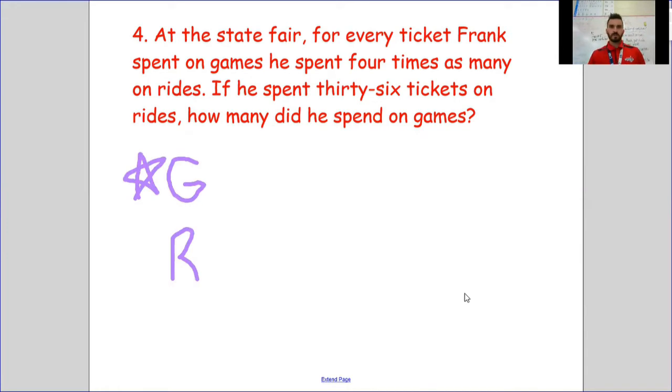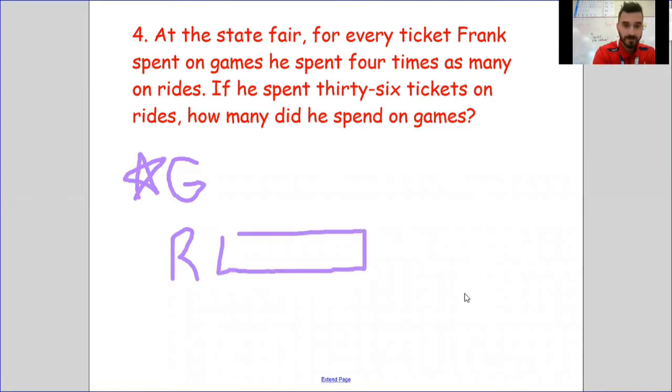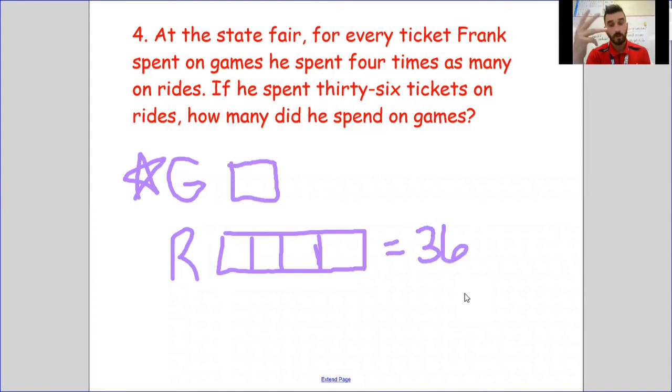And now I'm going to draw my picture here. So 4 times as many means somebody's going to get 4 boxes. And it says for every ticket Frank spent on games, he spent 4 times as many on rides. So 4 times as many on rides means rides gets the 4 boxes. Games automatically gets 1. And now I just got to look at the other piece of info that it gave me. And it says that he spent 36 tickets on rides. That has nothing to do with games. I know that the picture for my rides is equal to 36. So I now need to split those 36 tickets between my 4 boxes for rides. And I know that that would give me, what is it?